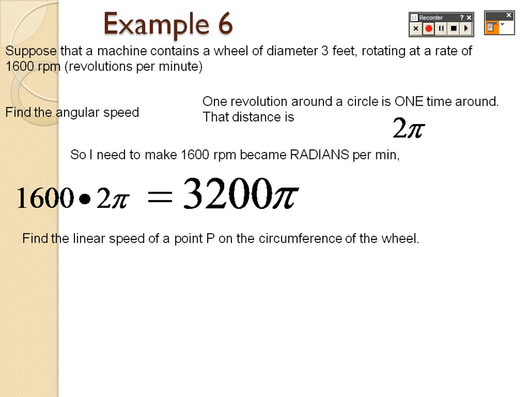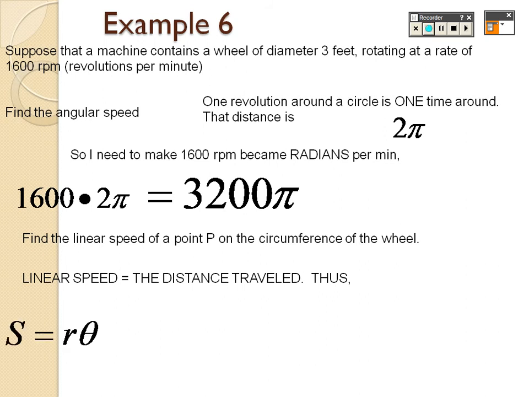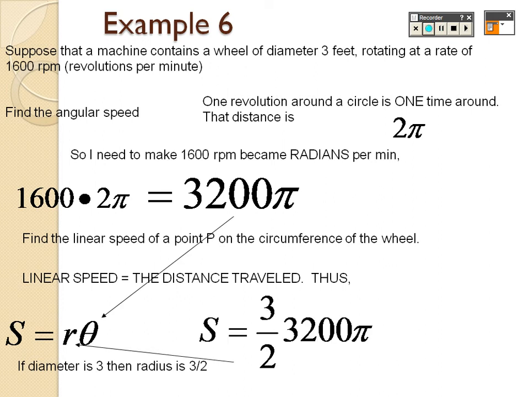So to find the linear speed, it's like saying find the circumference. That's the distance traveled. So find the length. If the diameter is 3, the radius is actually half of that. So it's 3 over 2 times 3200 pi. So you actually end up with 4800 pi is the distance that the machine's wheel traveled.